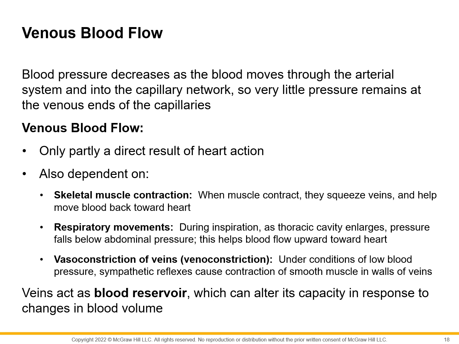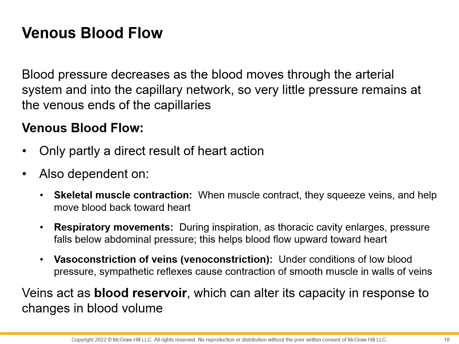Okay, so we have the concept. We talked about arterial components of the blood pressure, but also we have the venous blood flow. The blood pressure decreases as the blood moves through the arteries, or arterial system, and into the capillary network. So very little pressure remains at the venous end of the capillaries. But the venous blood flow is also important, because it partly results from heart action. So how do we increase the blood flow?